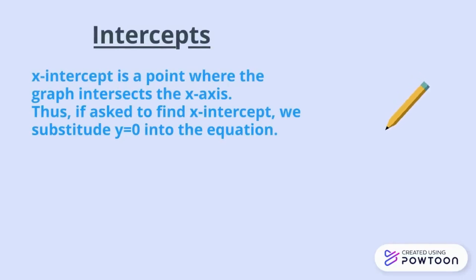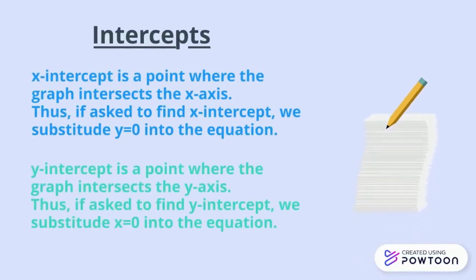Intercepts. The x-intercept is the point where the graph intersects the x-axis, and in order to find the x-intercept, we substitute y = 0 into the equation. While the y-intercept is the point where the graph intersects the y-axis. To find the y-intercept, we substitute x = 0 into the equation.